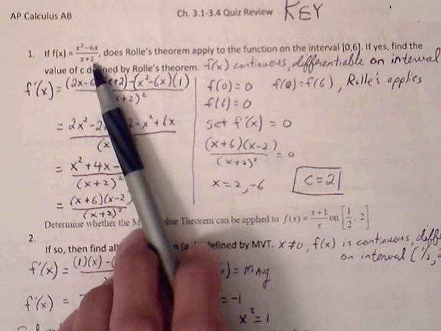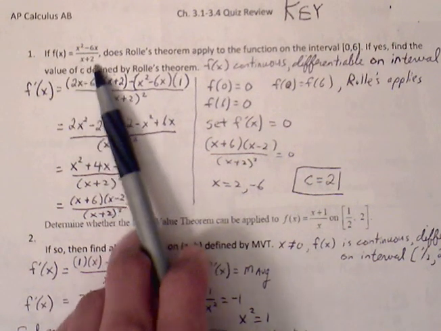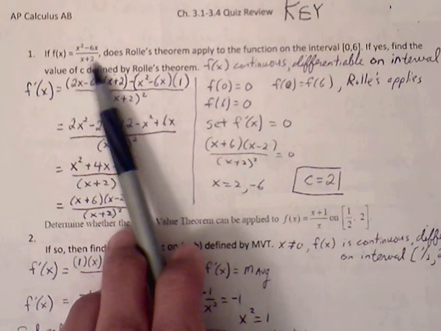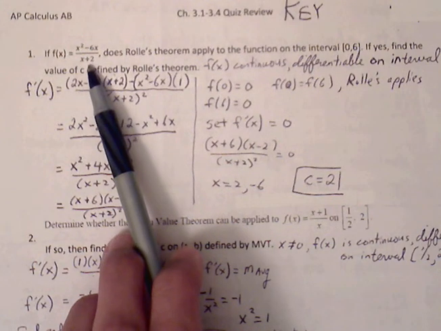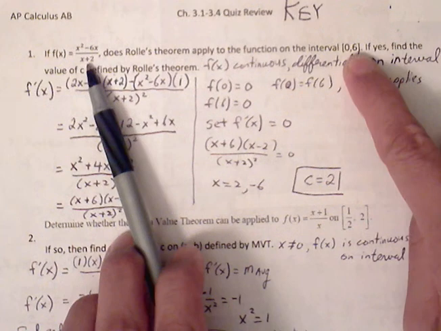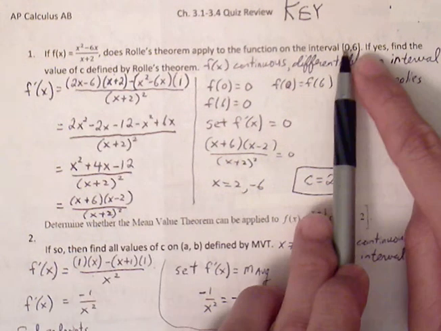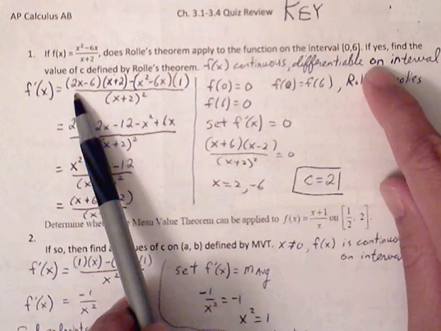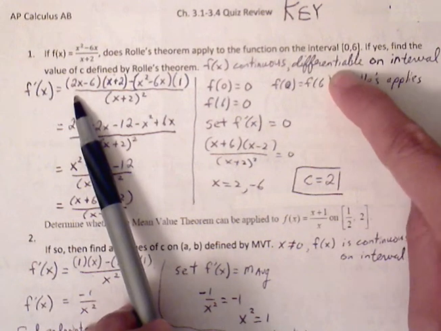If we look at the original function, we see that the denominator will have a vertical asymptote at x equals -2. So we know there's a break in the graph, but that break is going to be outside the closed interval from 0 to 6. So we're safe there. The next thing we need to check is whether the function is differentiable.